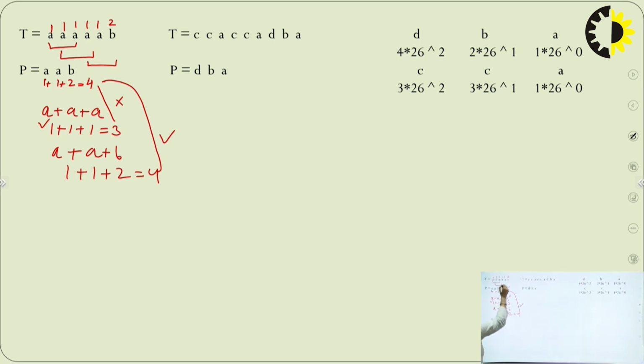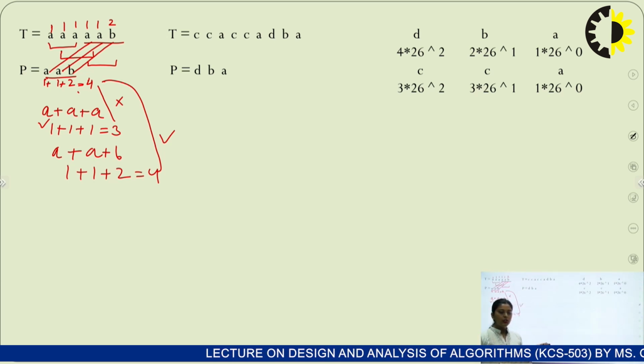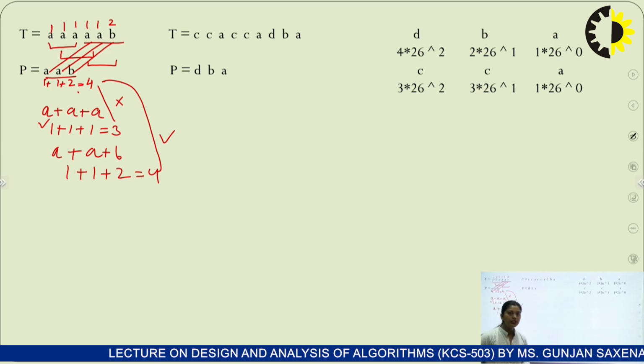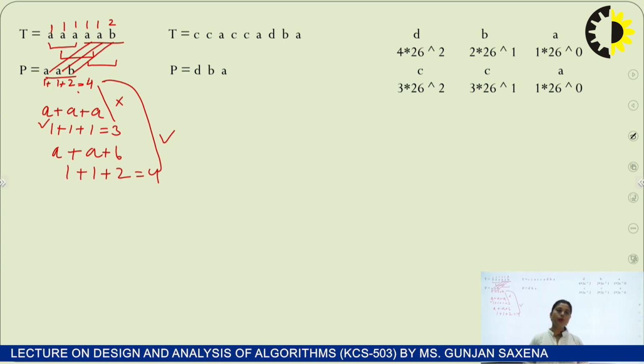So just checking, this is the text and this is the pattern. If we do the match, this matches, this matches, and this matches. So we can say the pattern hash equals the text hash, and after that we match character by character from the text to the pattern. Now, this is not actually so easy. This is the example where there is no issue, no problem.